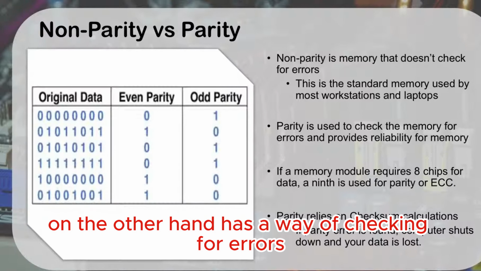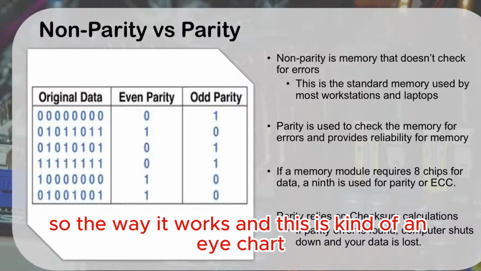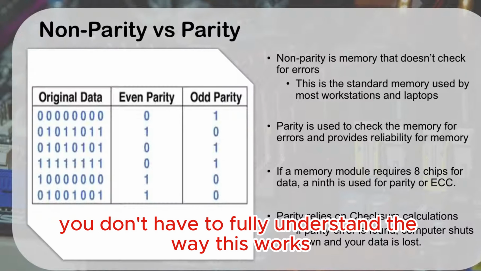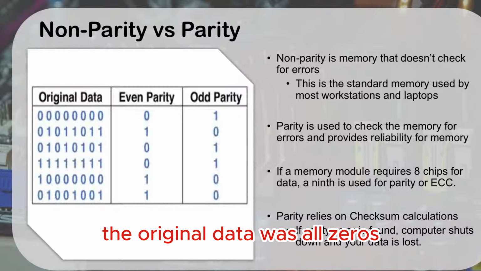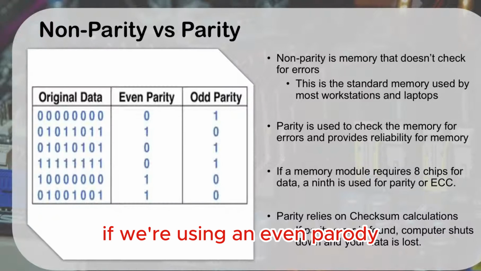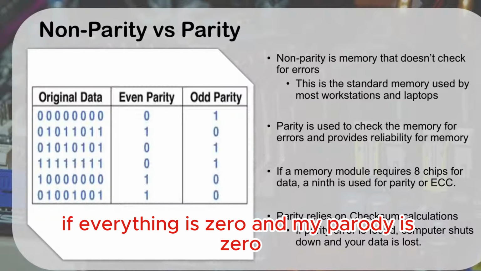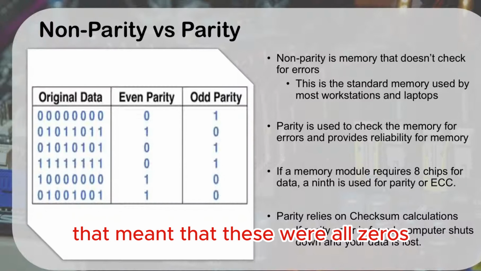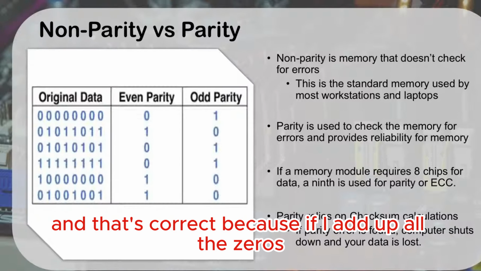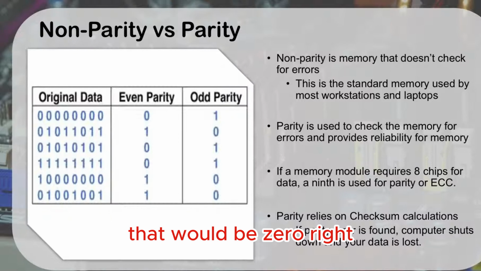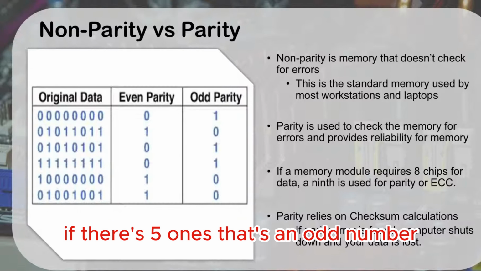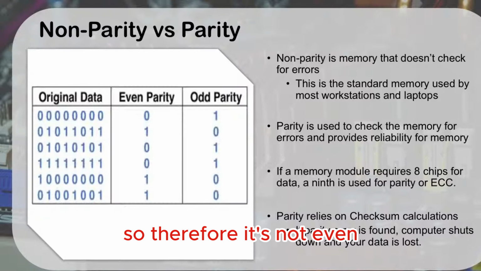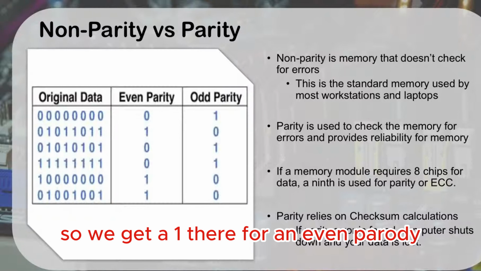Parity, on the other hand, has a way of checking for errors. So the way it works, and this is kind of an eye chart, you don't have to fully understand the way this works, but if you look at the top line, the original data was all zeros. If we're using an even parity, it's going to say, if everything is 0 and my parity is 0, that means these were all zeros, and that's correct, because if I add up all the zeros, that would be 0, right? With the next one, you can count how many ones there are. 1, 2, 3, 4, 5. If there's 5 ones, that's an odd number. So therefore, it's not even, so we get a 1 there for our even parity.